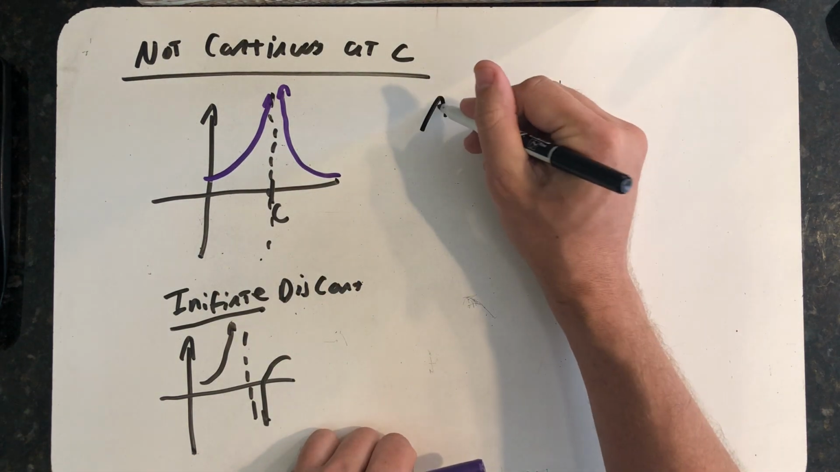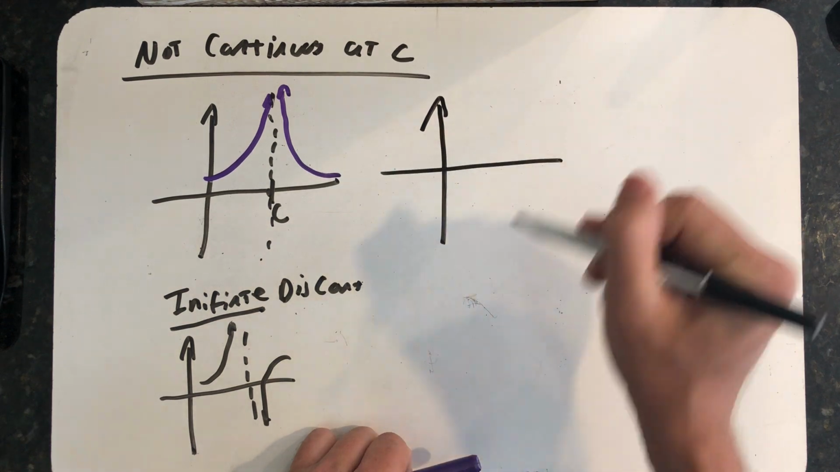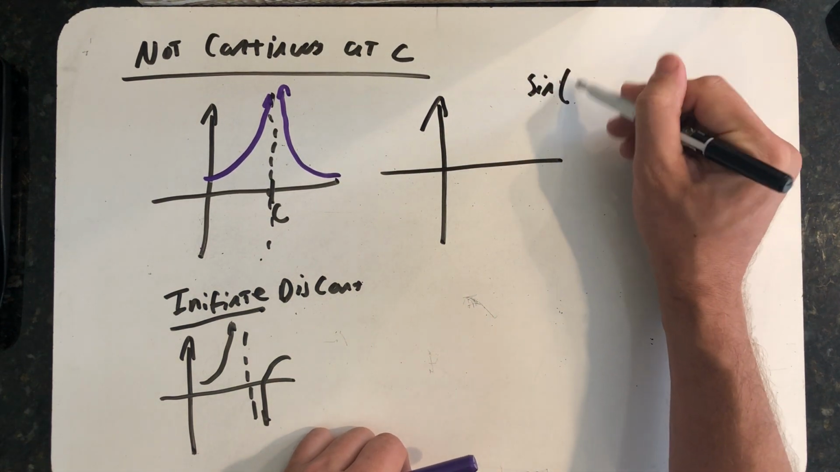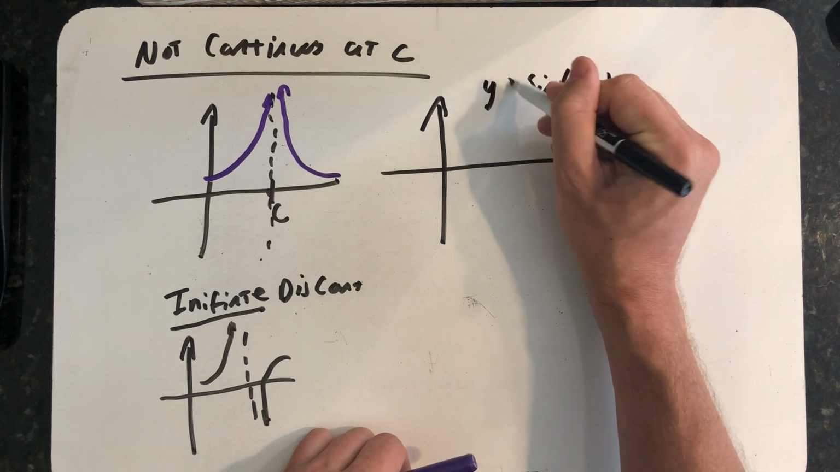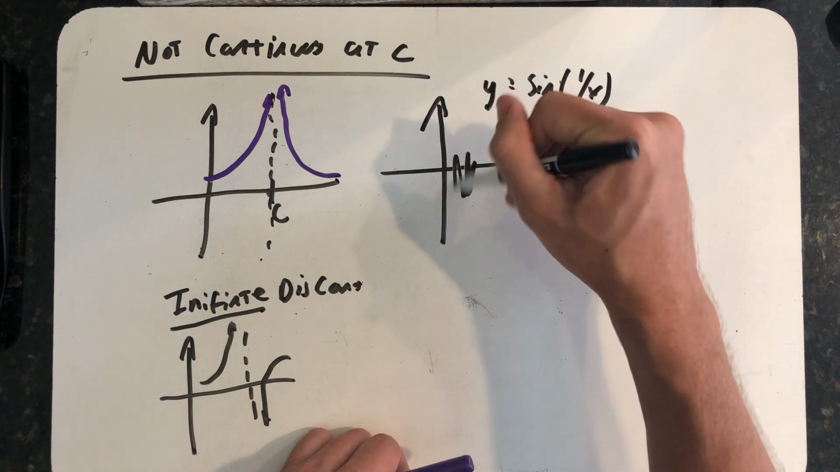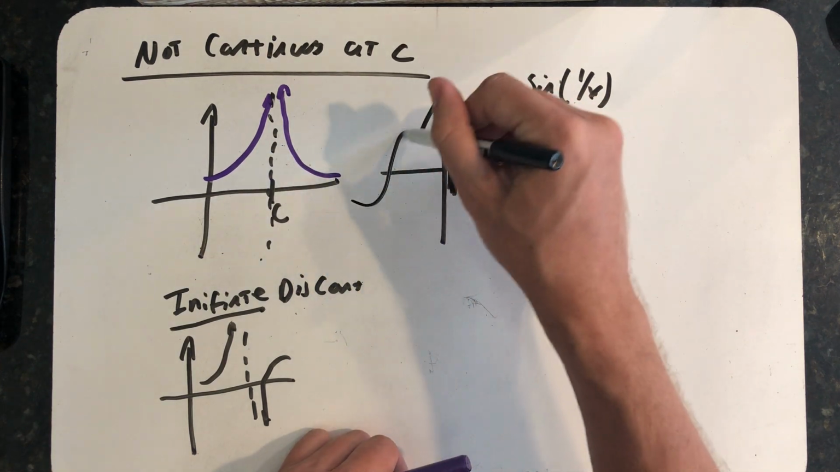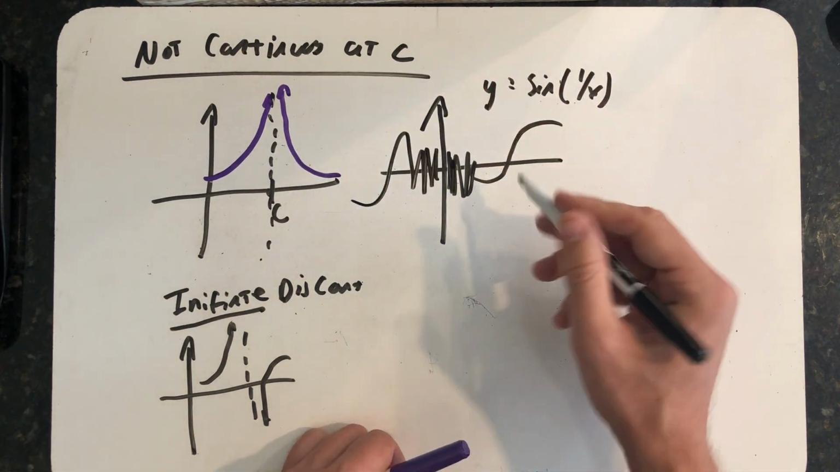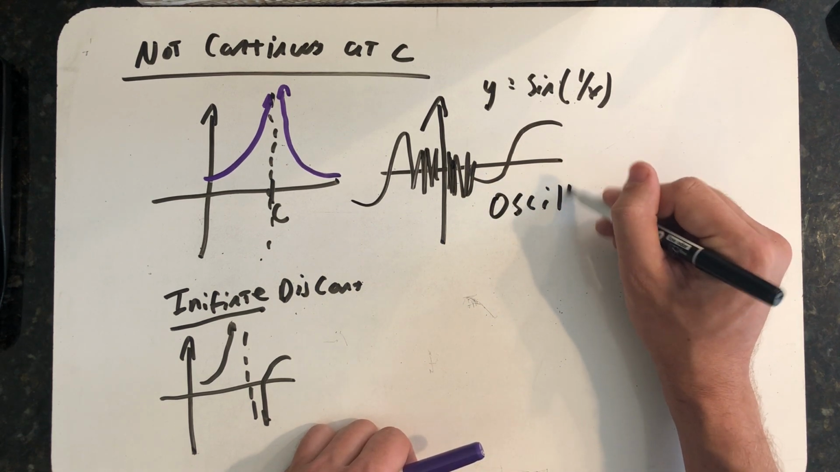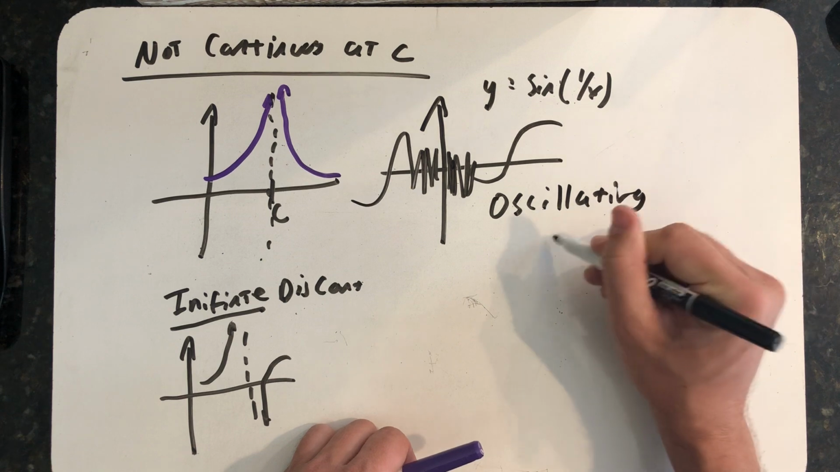All right, and then one more. I could have a function like sine of 1 over x. And we saw that function in one of the previous videos and learned that it just oscillates so much that the limit doesn't exist. And this would be called an oscillating discontinuity.